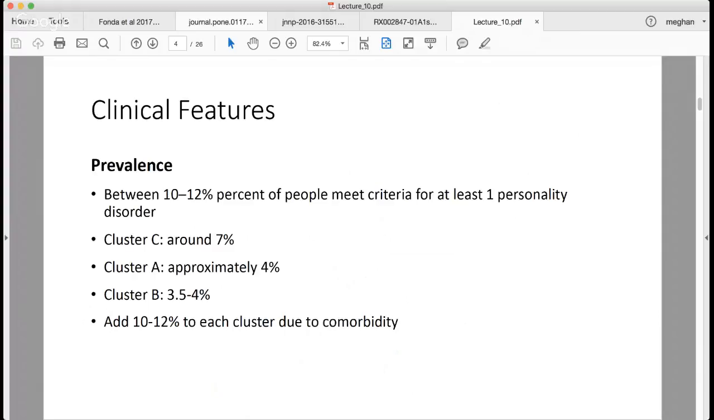Several epidemiological studies have assessed the prevalence of personality disorders. The overall prevalence estimates tend to be remarkably similar, where between 10% and 12% of people meet the criteria for at least one personality disorder, when the time period being asked about is the person's behaviors over the last 2 to 5 years.